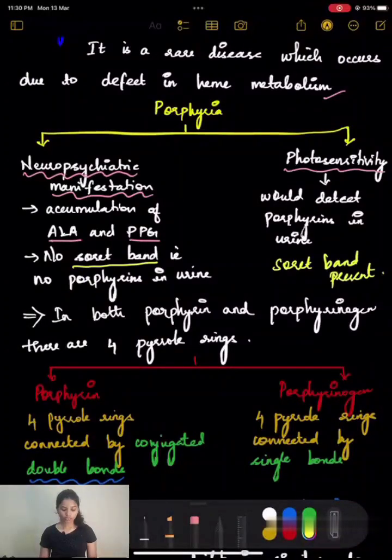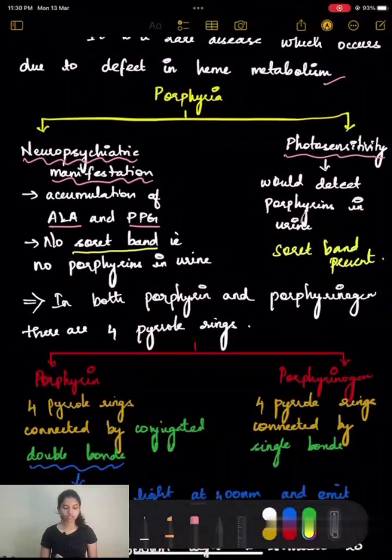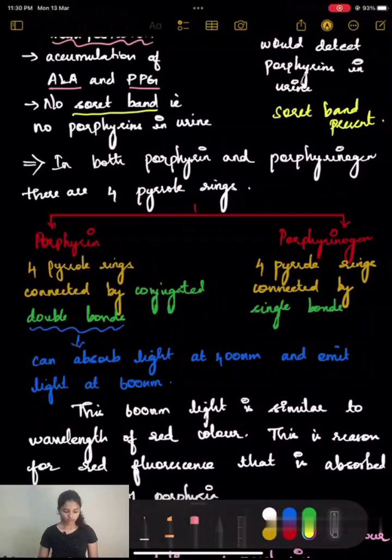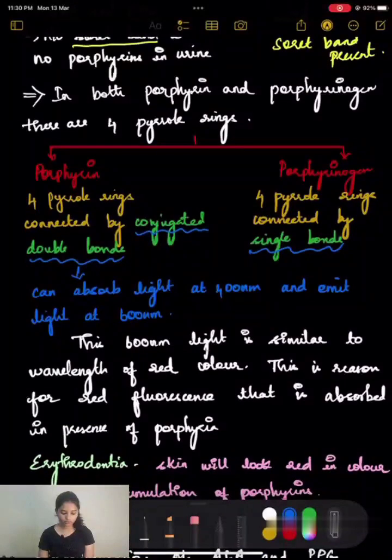Now coming on with the structure of the porphyrin and the porphyrinogen. There are 4 pyrrole rings. But in porphyrin, along with the 4 pyrrole rings, they are connected with the help of conjugated double bonds. But in porphyrinogen, the 4 pyrrole rings are connected with the help of single bonds. So in porphyrin, because of the presence of these conjugated double bonds, they can absorb light at 400 nanometer and they can emit light at 600 nanometer.